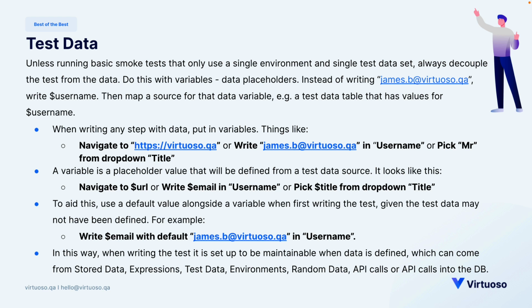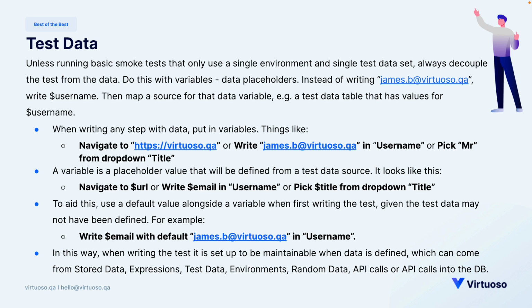Okay, test data. Unless you're just going to run simple tests like smoke tests that use a single environment and single test data set, you're not always going to use John Smith in your test. It's a good idea to decouple the test from the data. What that means is you can use variables, basically data placeholders. So instead of adding the actual email address into the test, you can write $username, for example, and then all you have to do is map in a source for that data, perhaps a test data table with values for $username.